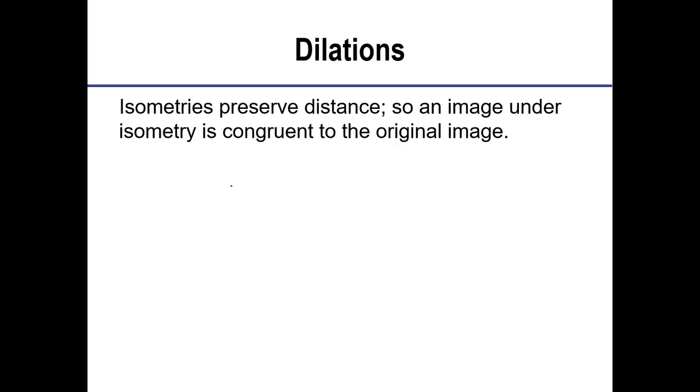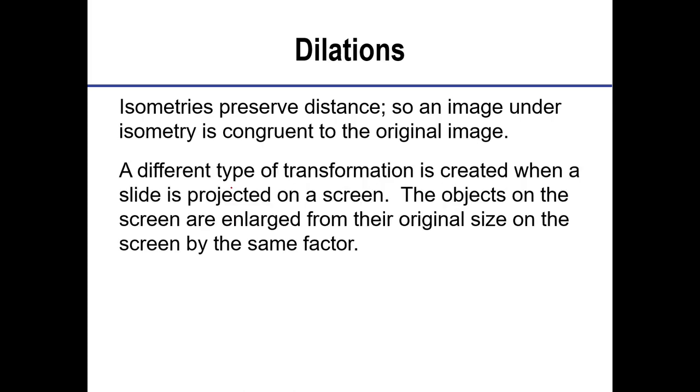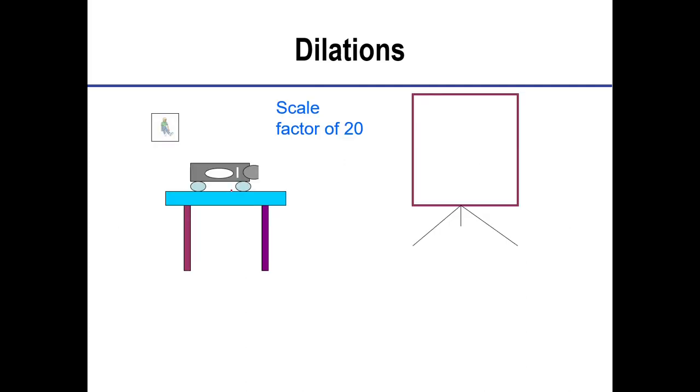Isometries preserve distance, so an image under isometry is congruent to the original image. A different type of transformation is created when a slide is projected on a screen. The objects on the screen are enlarged from their original size by the same factor. For example, we have a projector here with a small image, and as it gets sent to the screen, it gets enlarged by a scale factor of 20.